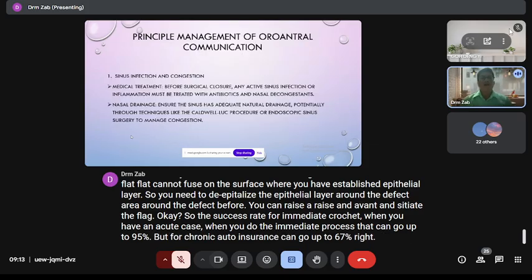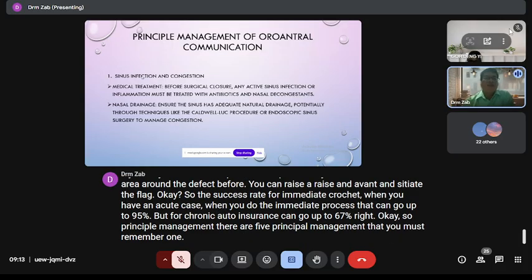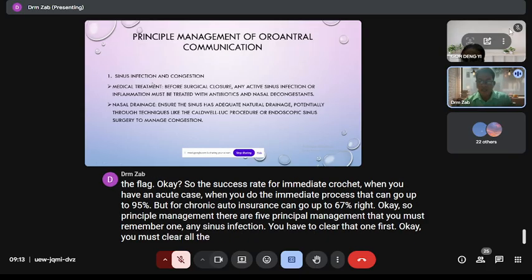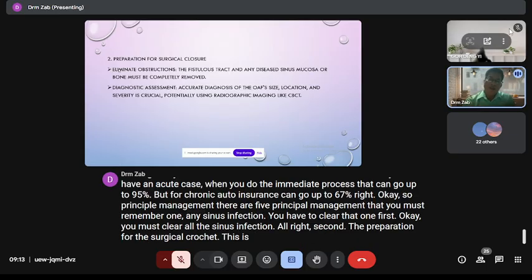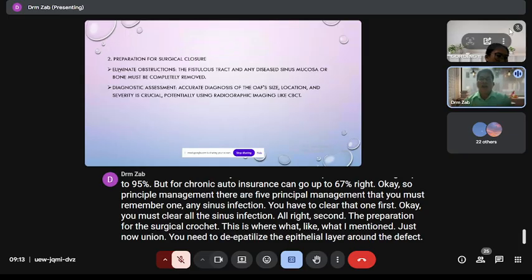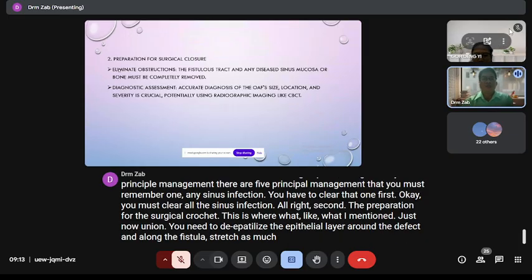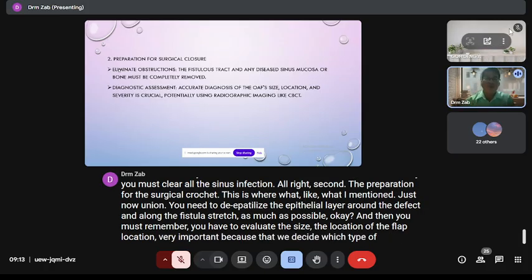Right? Okay, so there are 5 principles of management that you must remember. One, any sinus infection, you have to clear that first. You must clear all the sinus infection. Second, the preparation for the surgical closure. This is where, as I mentioned just now, you need to de-epithelize the epithelial layer around the defect and along the fistula tract as much as possible. Then you have to evaluate the size and the location of the flap. Location is very important, because that will decide which type of flap you want to use.